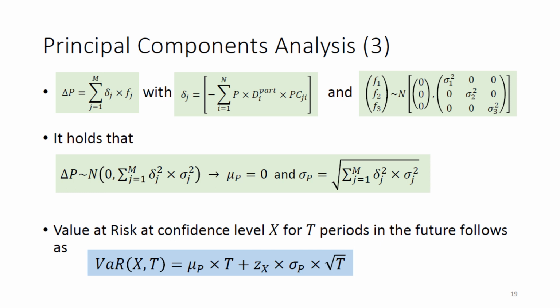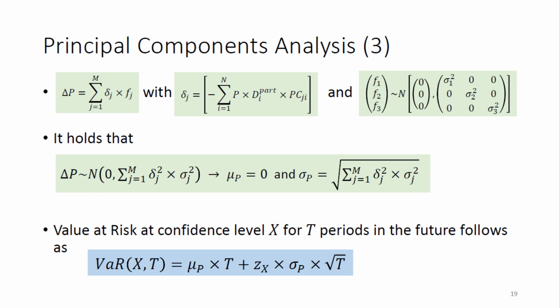And the reason for taking the squared of the deltas here is that if I take the variance of a constant a times a stochastic variable x, then that's the same as a square times the variance of the stochastic x. So that's also what I do here. I take the variance of delta j times factor j, which is then delta j square times the variance of factor j, and the variance of factor j is then sigma j square.